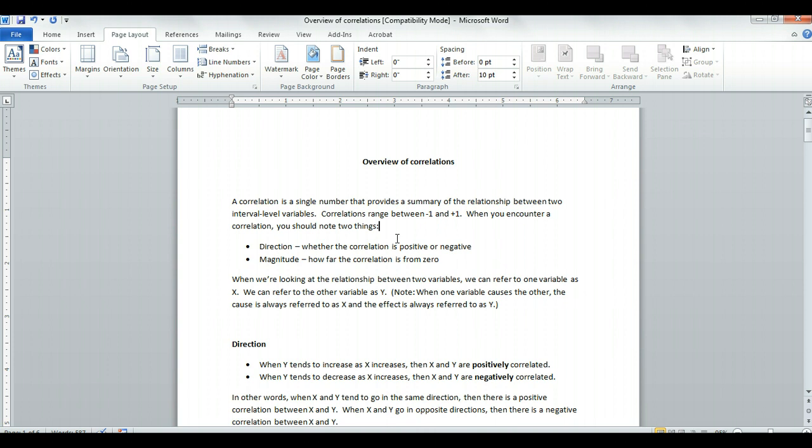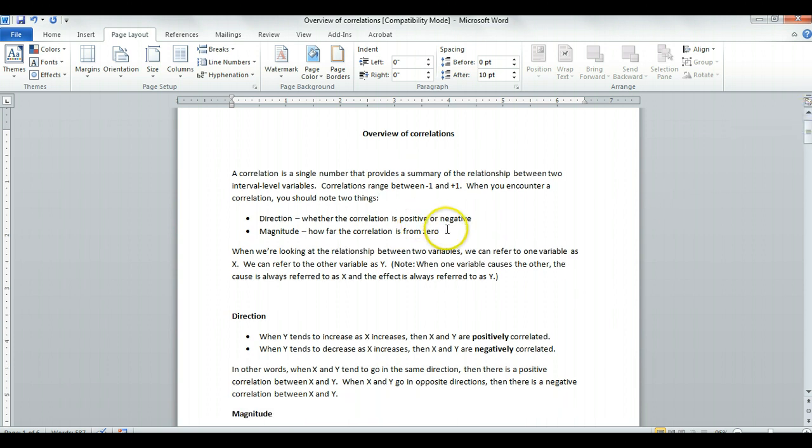Direction is whether the correlation is negative or positive, and the magnitude is how far off the correlation is from 0. Remember, these are two very distinct things. So sometimes people get confused. They see a negative correlation. They think that means the correlation is weak, but actually the negative sign should be interpreted separately from the strength. And we'll talk more about that as we go along.